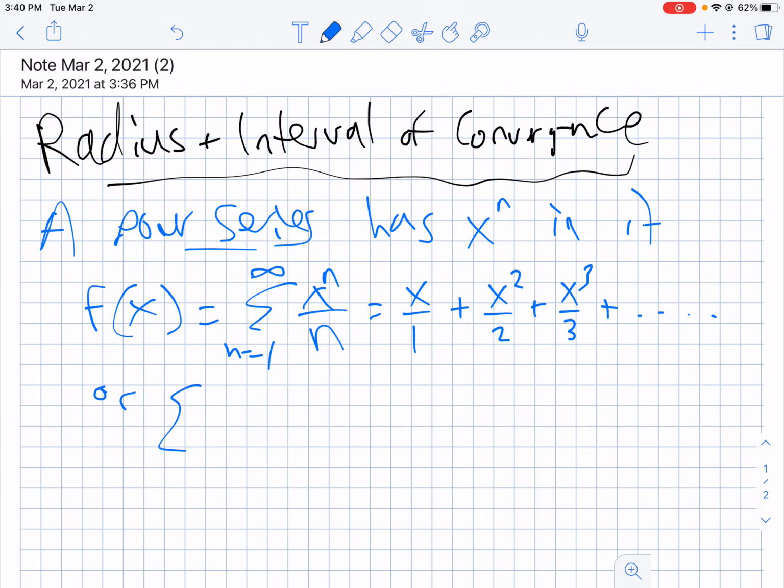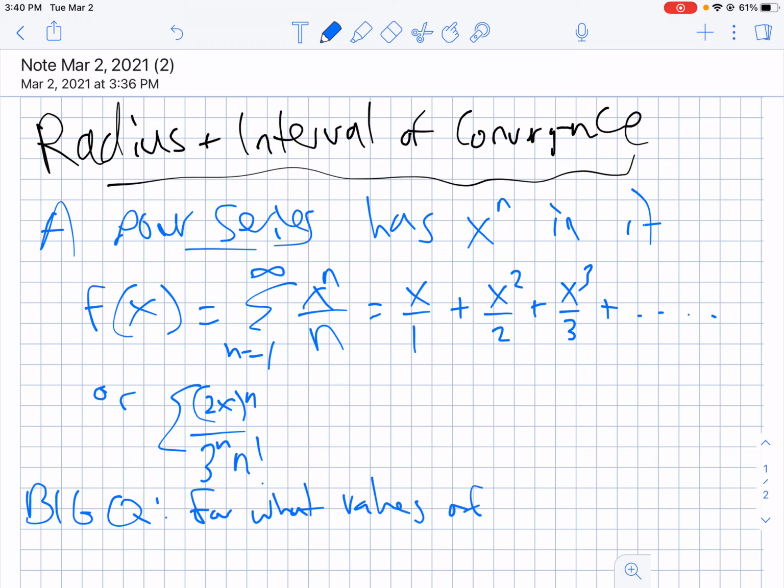You might also, of course, see one that's a little more complicated. So say like 2x to the n over 3n times n factorial. Now, the big question that, of course, we're trying to answer today, and that all of you have in your mind, is for what values of x will this converge? Will this power series converge?